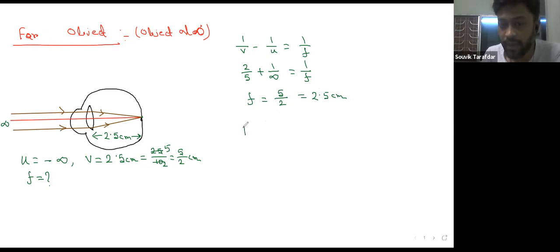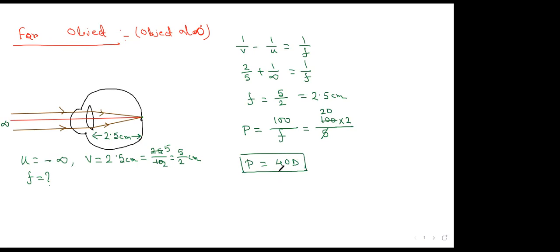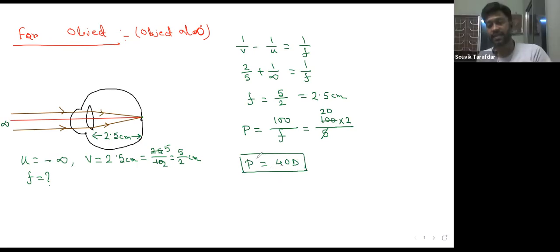Understood? And the power will be what? Here the focal length is in centimeters, so let's write the power as 100 by F. P is equal to 100 by F. So F is 5 by 2, the 2 will go up, and 20 times 5 is 100. So it will be almost 40 diopter. So when we see a far object, the power of our lens is 40 diopter. Clear or not?